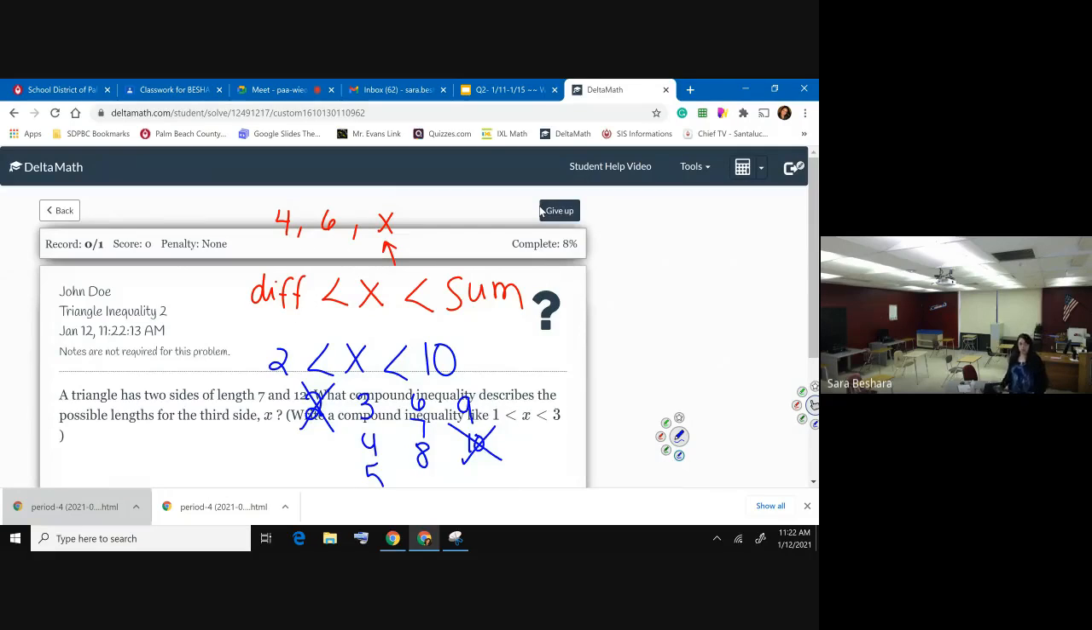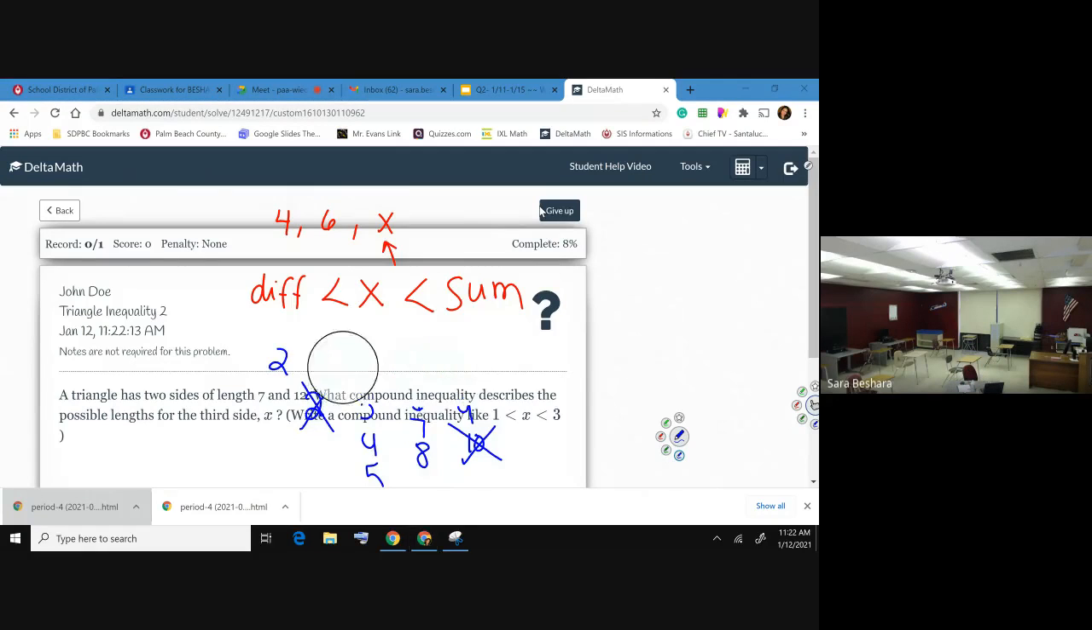The next one says a triangle has 2 sides. Let's erase that. The triangle has 2 sides, 7 and 12. So those are the 2 sides that I have. Remember, the missing side is always x. What compound inequality describes the possible length of the third side x? Write the compound inequality like this. Well, I wrote the compound inequality for you.